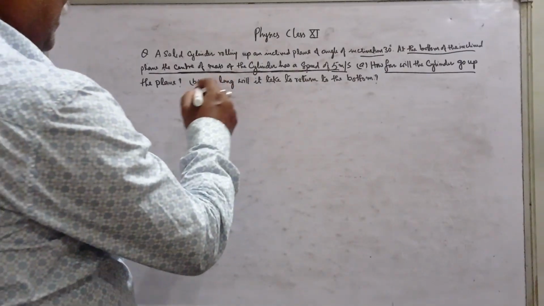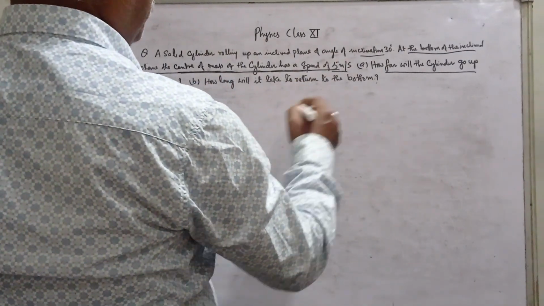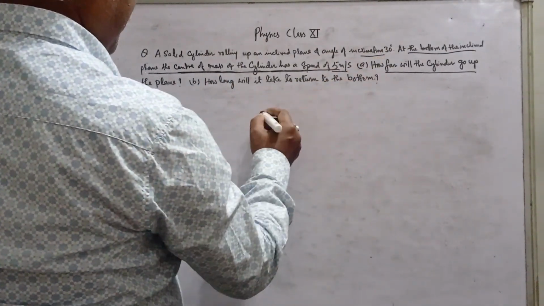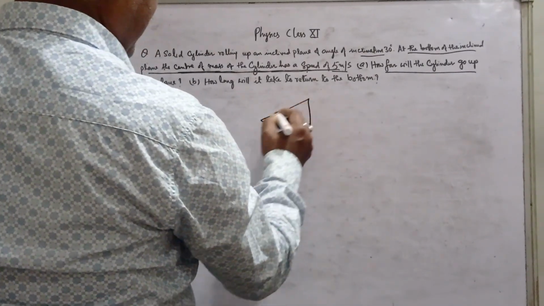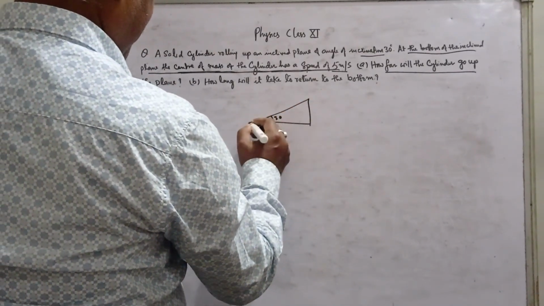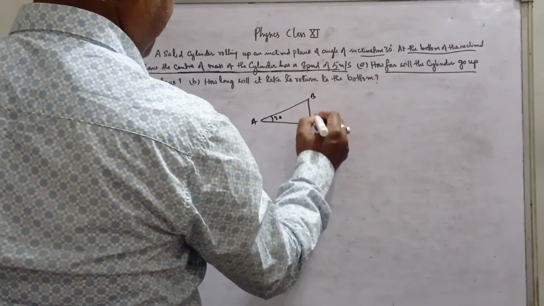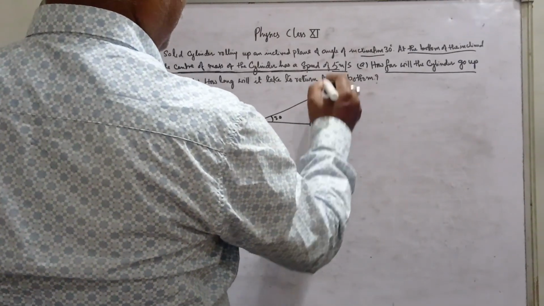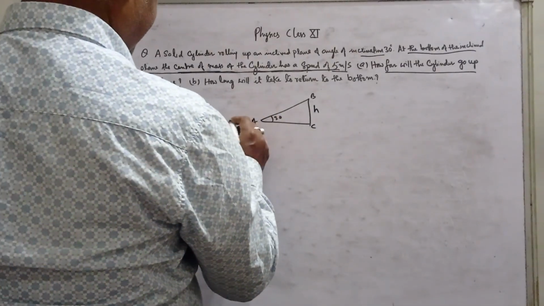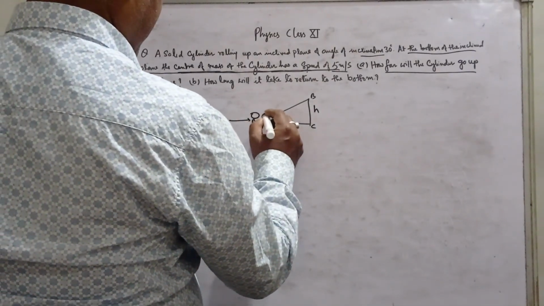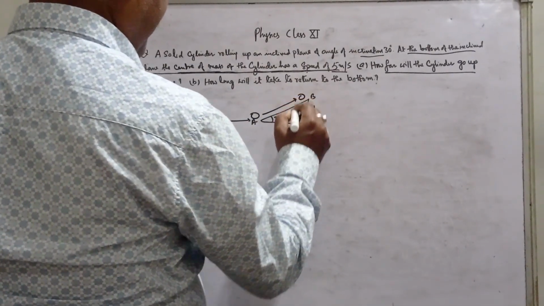Now here you see a solid cylinder rolling up an inclined plane of angle of inclination 30 degrees. So here you see an inclined plane at 30 degrees. I am naming it A, B and C, and the cylinder has gone up to a height h.